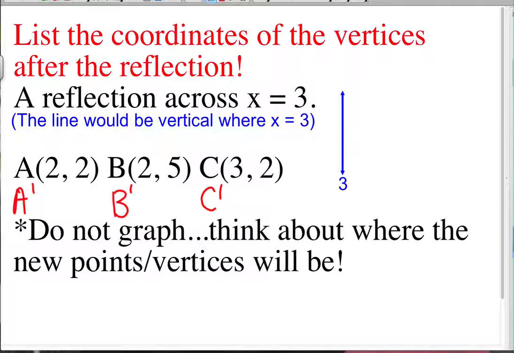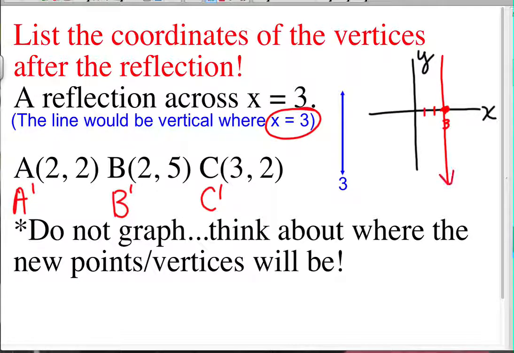Okay, so what are we reflecting this thing across? Well, across the line where x is 3. Oh boy. The line would be vertical where x is 3. Okay, I'm going to just real quick draw a coordinate plane for you. Okay, remember this is your x-axis, this is your y-axis. Where would x be positive 3? 1, 2, 3. Right there, right? Isn't x 3 right there? The line where x is always positive 3 looks like this. This is it.